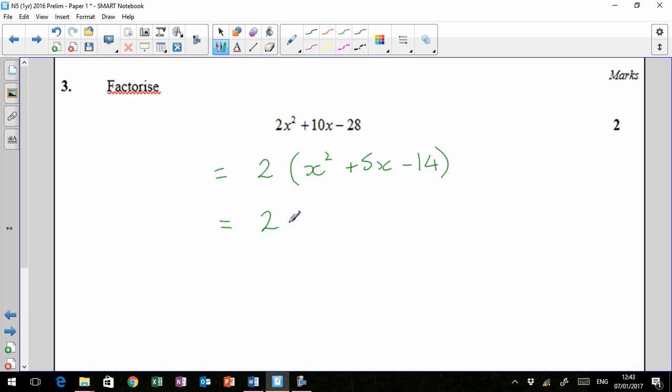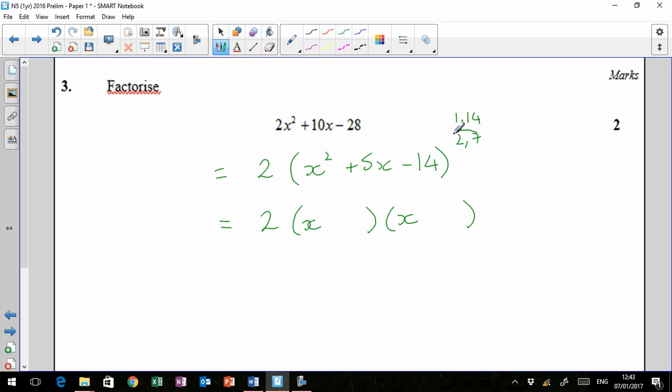Okay, and then you need to look inside that bracket and see if it factorizes further. Now what you have there is a trinomial. Okay, and x multiplied by x gives you x squared. Your factors are 1 and 14, and 2 and 7.